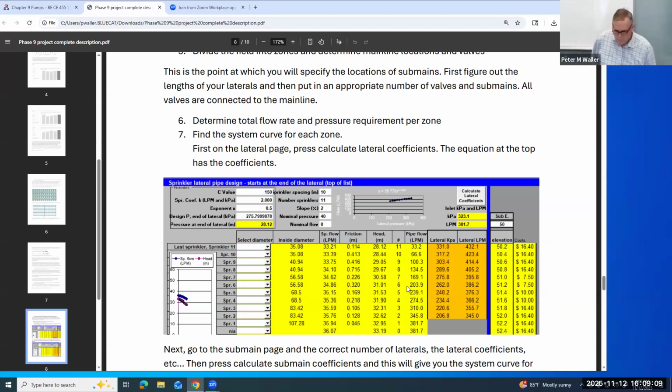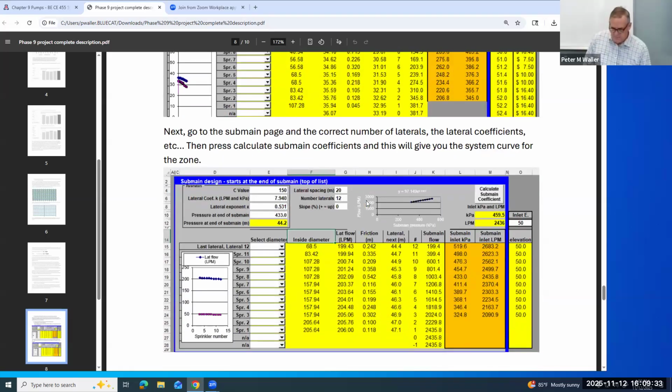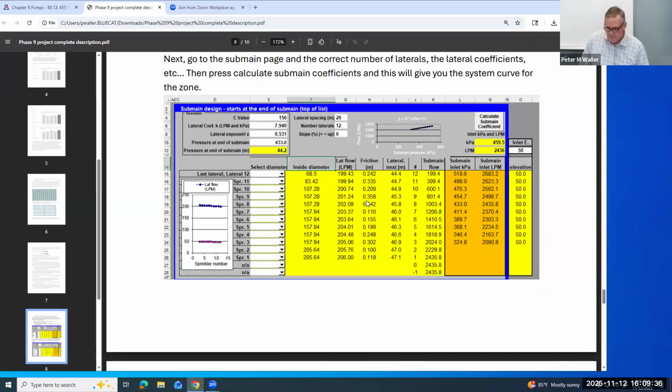Then what you do is you say calculate lateral coefficients, and it's going to give you a lateral equation. So the lateral equation for this one, not this particular one, I probably did it before, is 26.7 times x to the 0.47. X is the pressure. So that's the lateral equation. Then you go to the submain page in the same workbook, and you put in your lateral equation here. So here's my lateral coefficient, 7.9, and my lateral exponent, 0.531. Okay. Then you design your submain.